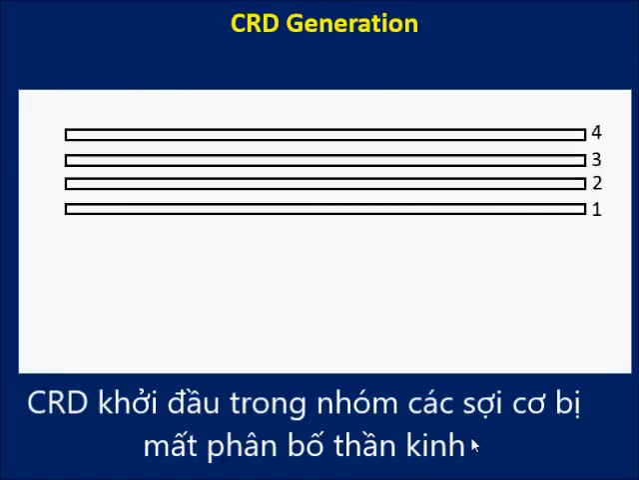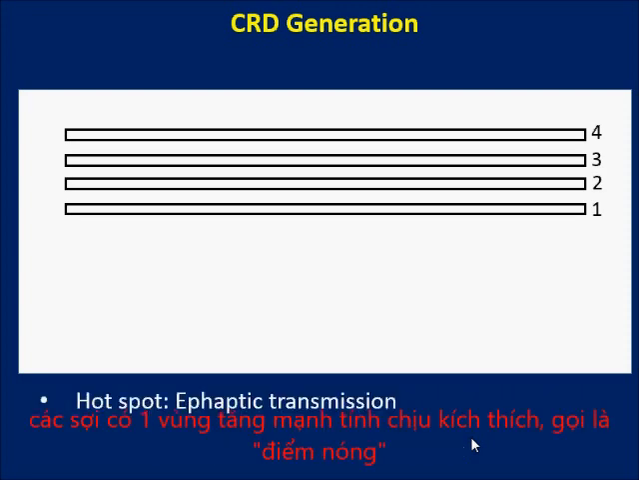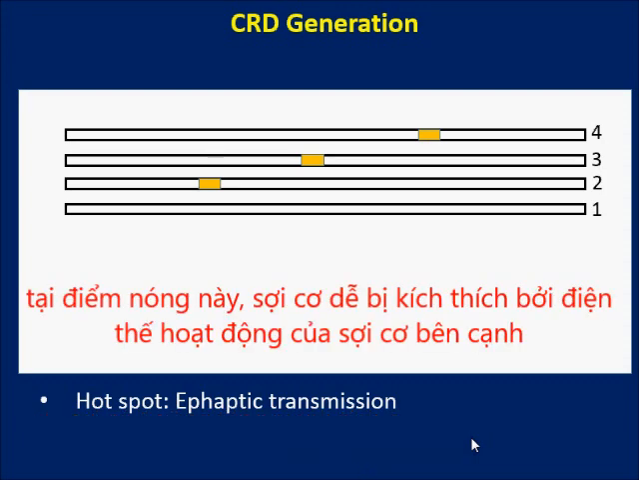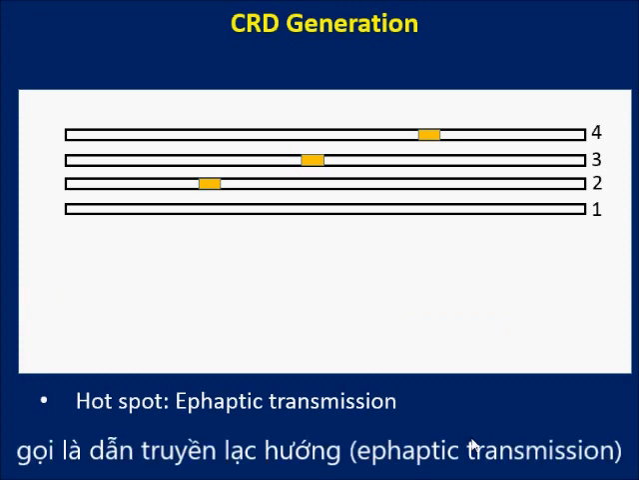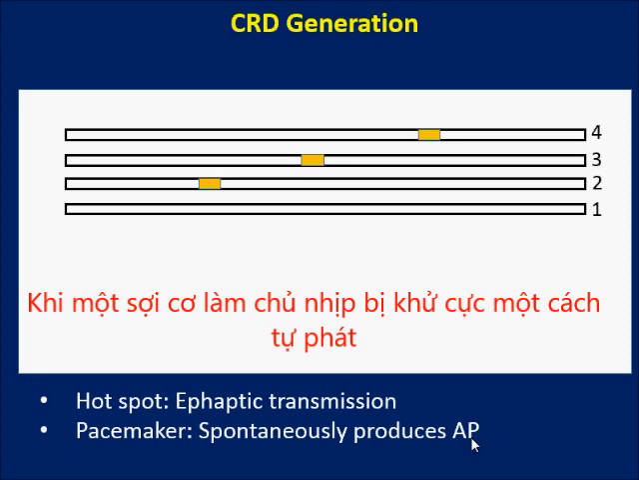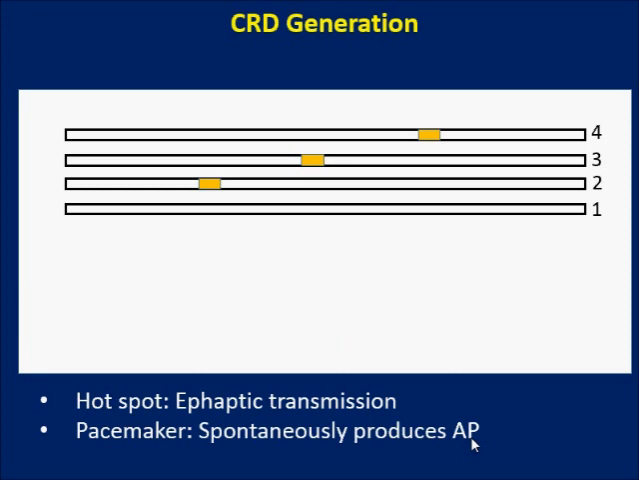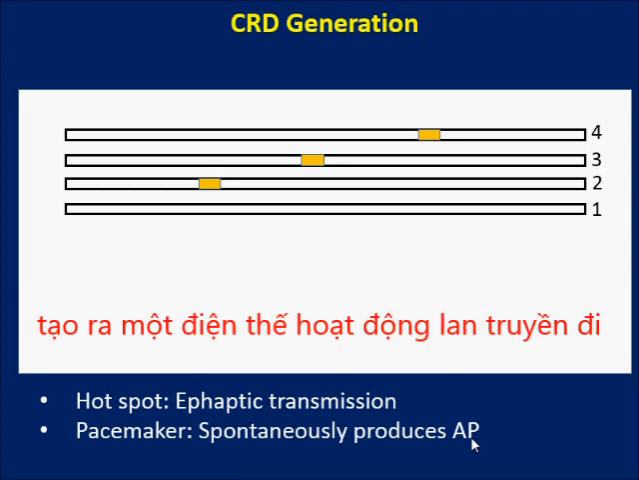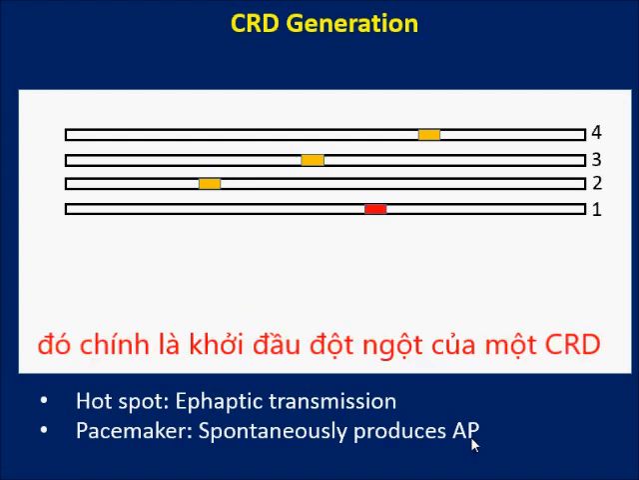The CRD begins in a group of denervated muscle fibers. The fibers have a hyperexcitable region called a hotspot where they can be stimulated by action potentials from neighboring muscle fibers. This is called ephaptic transmission. One muscle fiber, called the pacemaker, depolarizes spontaneously to produce a propagating action potential, hence the sudden onset of the CRD.